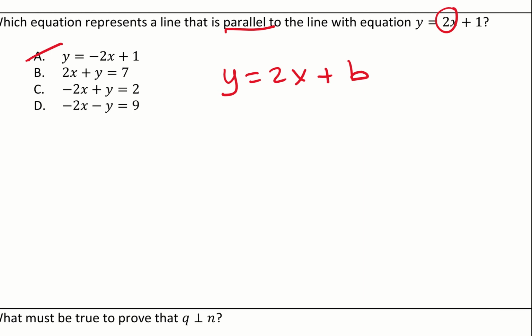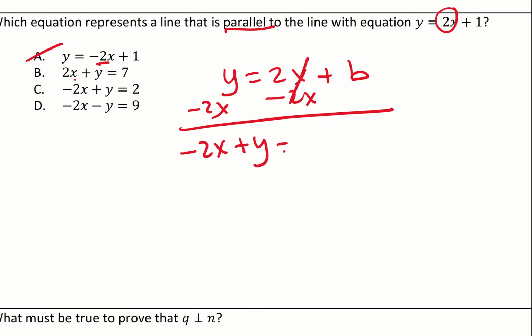It's definitely not going to be this one because that's negative 2. For b, let's see if that matches up. Notice that they moved the y over and the x over to the left side. So let's subtract this x and move it to the left side. So we get negative 2x plus y equals something. B could be any number. And so that looks like this one. Negative 2x plus y equals some number. So the answer is C.